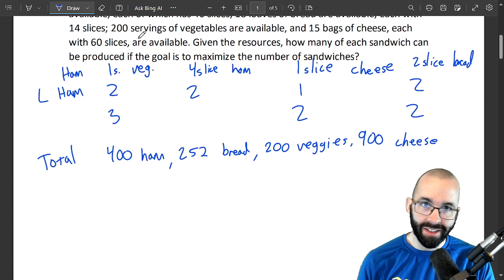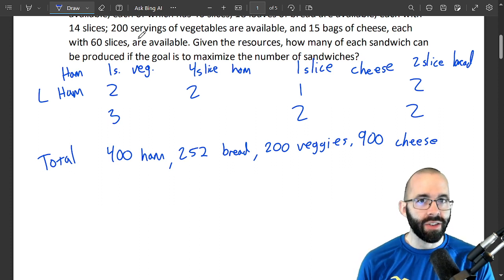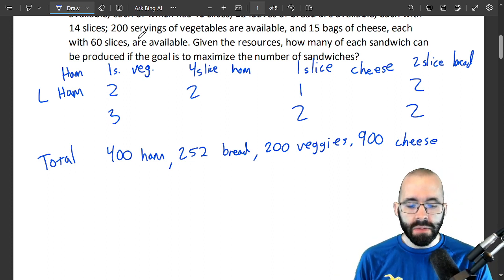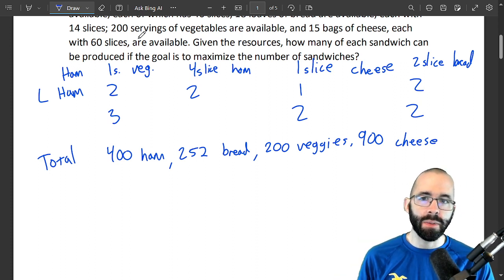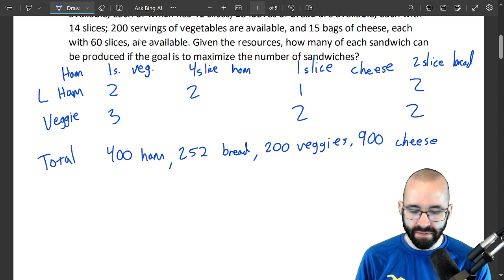So take a deep breath. Whew. What are we trying to solve? To try to find out what you're trying to solve, look at what the question's asking you. How many of each sandwich? That's going to be our variables. Our variables are going to be how many of each sandwich. I forgot to write veggie sandwich over here.